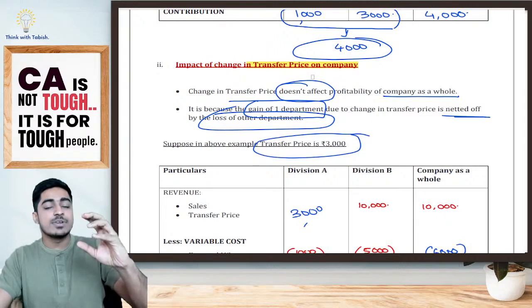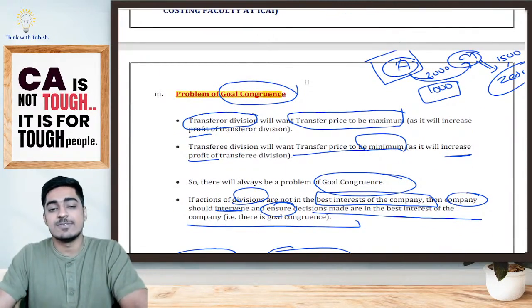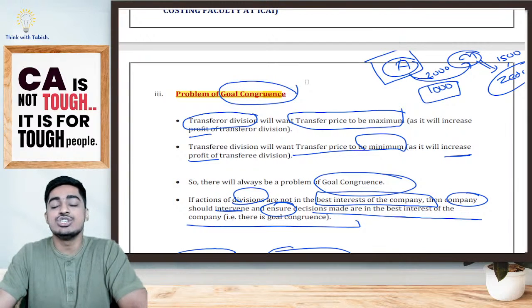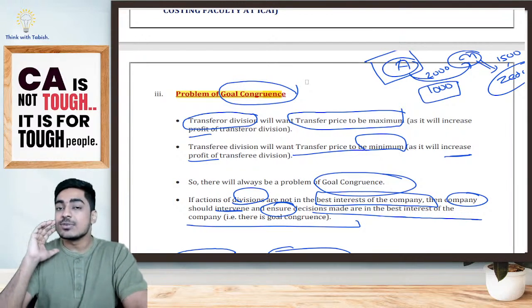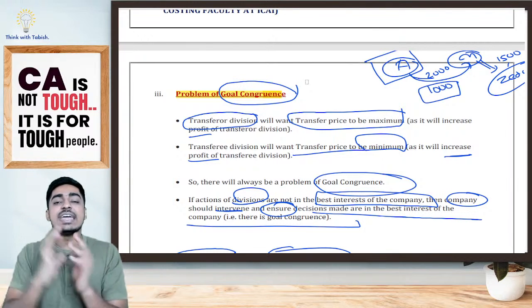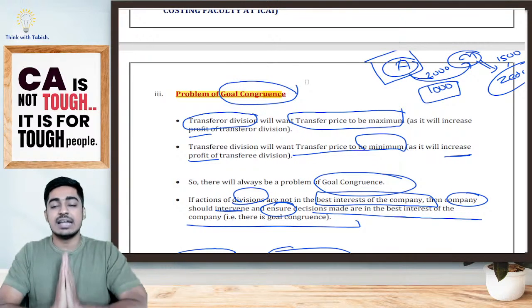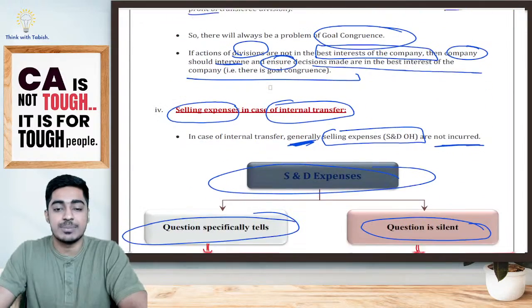Yes, it will be a gain for one division and a loss for the other division, but overall for the company, there will be no impact. And we have said there will always be an issue of goal congruence. The transferor wants the transfer price to be more. The transferee wants the transfer price to be less. If they are taking any decisions which are not in the best interest of the company, the company should intervene and ensure that the decisions are ultimately taken in the best interest of the company.